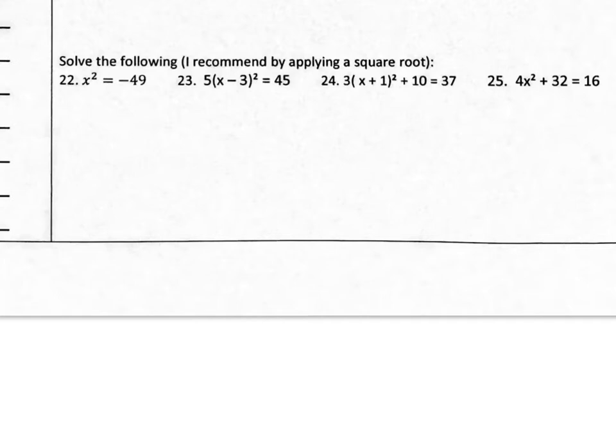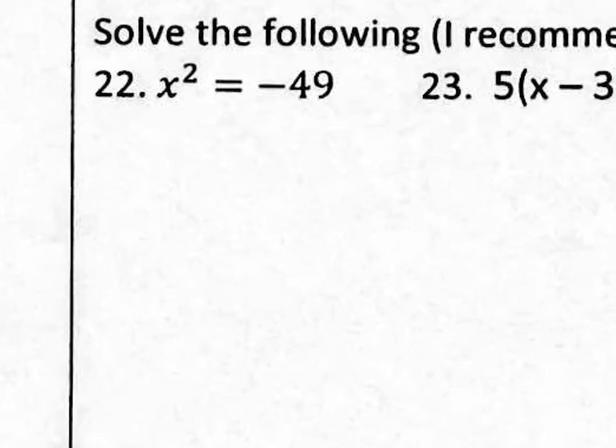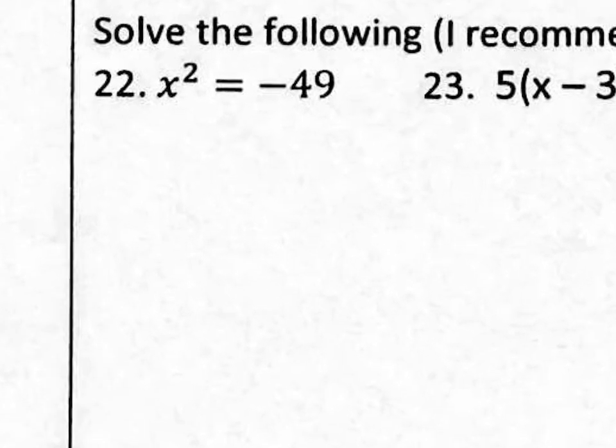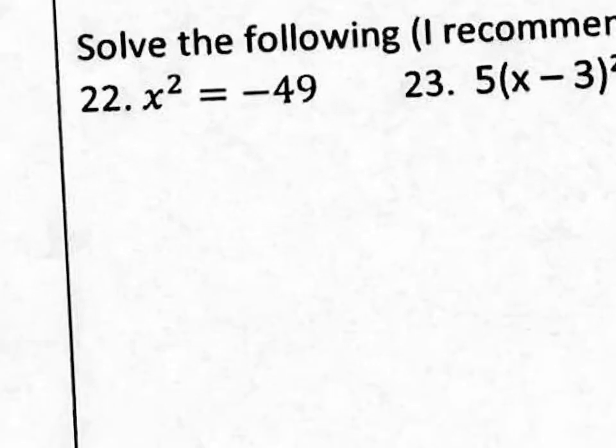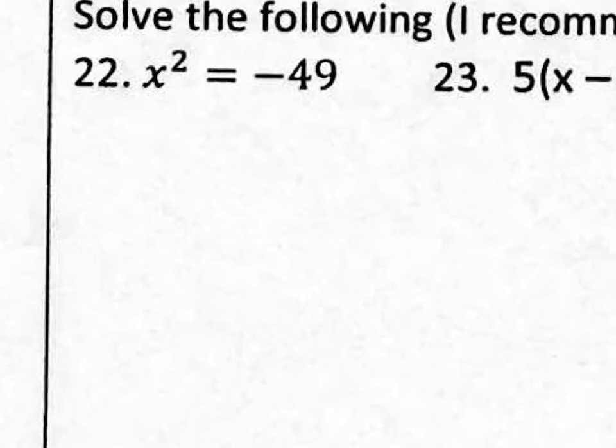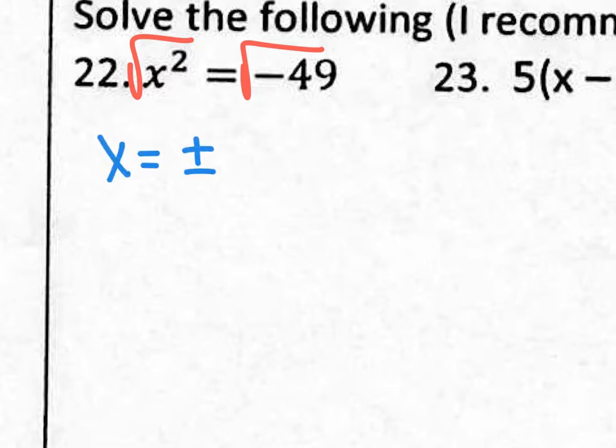For the final portion of the test, numbers 22 through 25, you want to solve these equations. I do recommend applying a square root on these. So number 22, it's cake, square root, square root. Just remember the truth. When you apply a square root in an equation, you have to put a plus minus in front of your answer. So your answer is going to be x equals plus or minus.